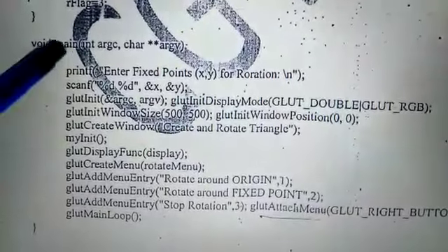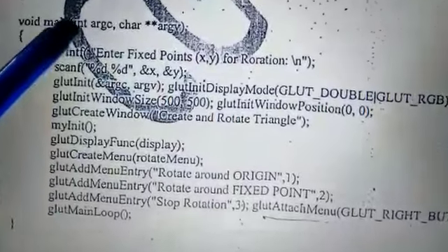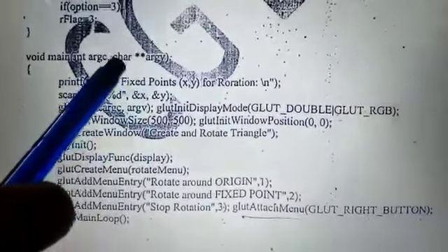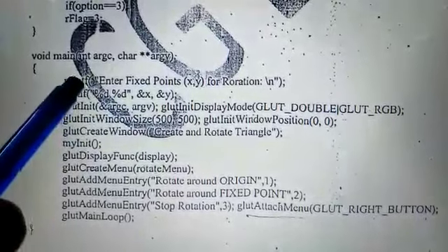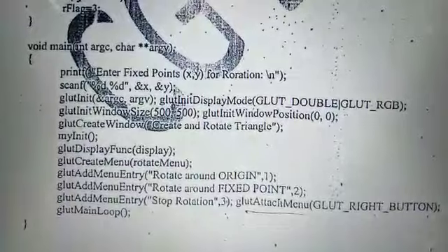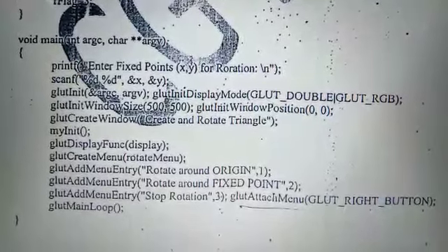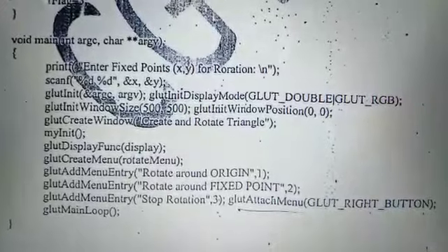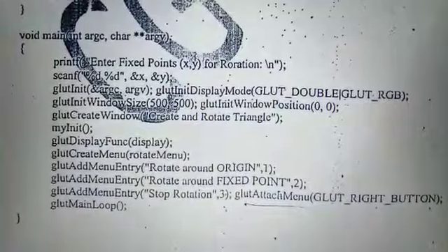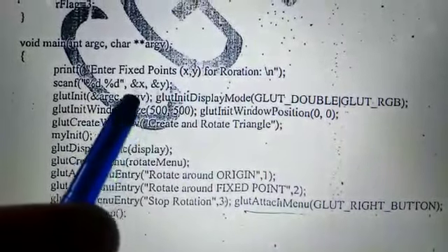You can see we start the main function with argument count and argument vector, where we have defined an integer for the count and characters for the argument vector. Then we have the prompt to enter fixed points x, y coordinates for rotation. So we are giving some fixed point for the triangle to be rotated, and then we are providing the scanf where we are providing the address of that. Then glutInit with argument count and vector.